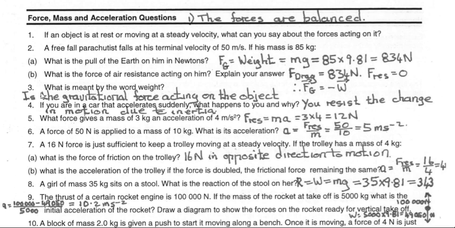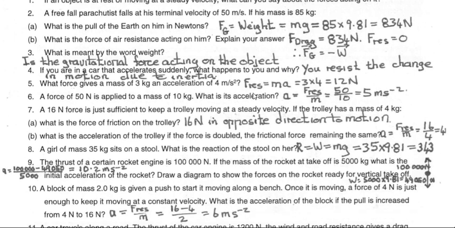What is meant by the word weight? It is the gravitational force acting on an object. If you are in a car that accelerates suddenly, what happens to you and why? You resist the change in motion due to inertia. So you go back in the seat as the car moves forward.